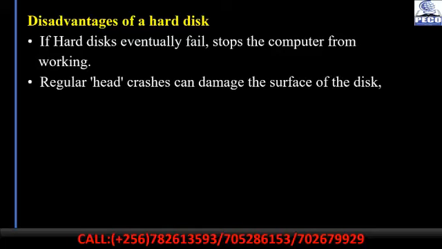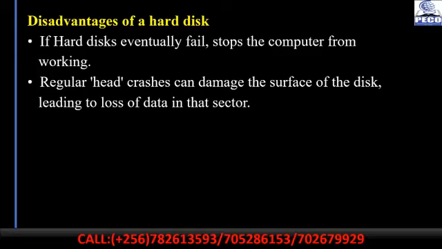Then regular head crashes can damage the surface of the disk, leading to loss of data in that sector. Regular head crashes, because this head, the one which writes, when you go back and look at the diagram where it writes on the disk surface, that regular rubbing sometimes can damage that surface, leading into loss of data.